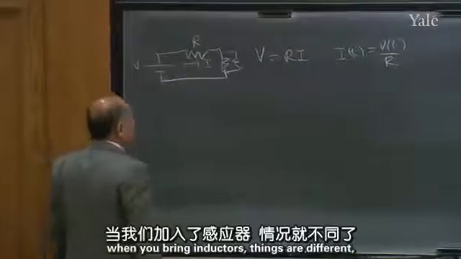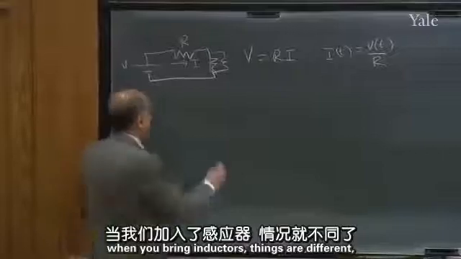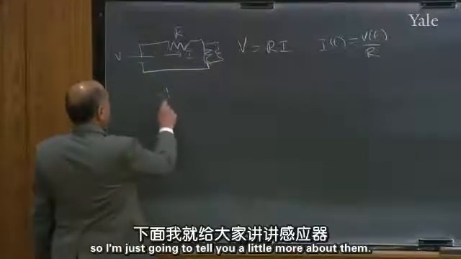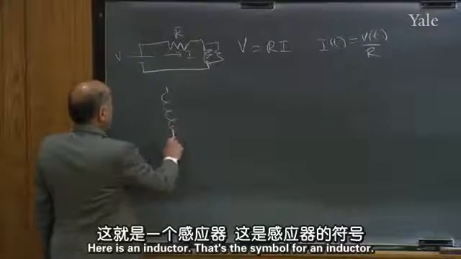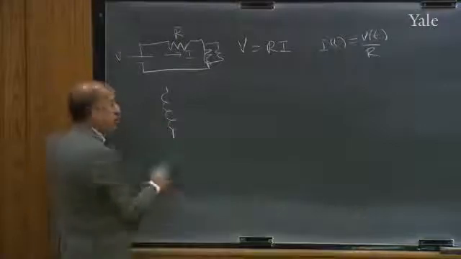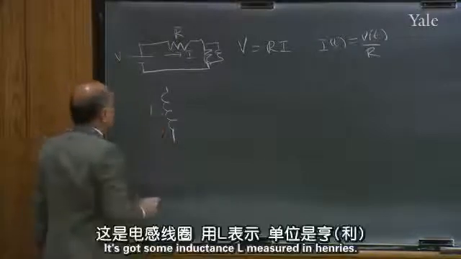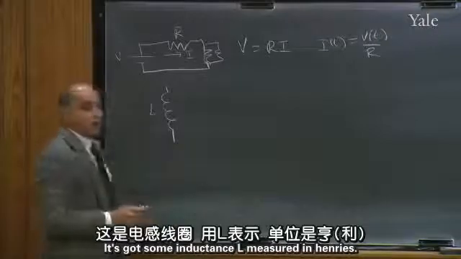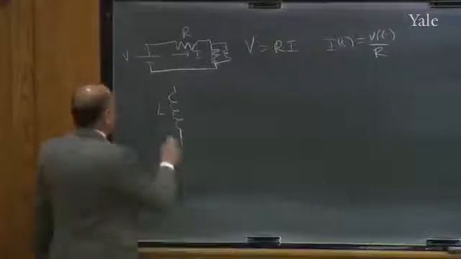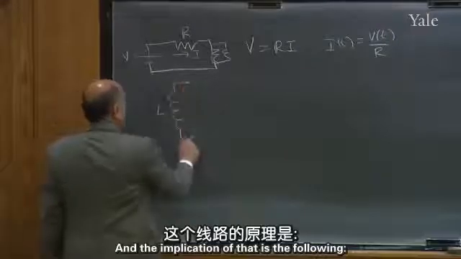But now when you bring in inductors, things are different. So I'm just going to tell you a little more about them. So here is an inductor. This is the symbol for an inductor. It's got some inductance L measured in henries. And the implication of that is the following.